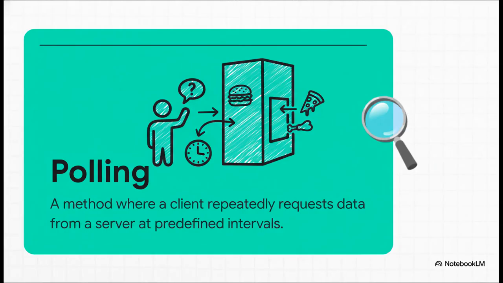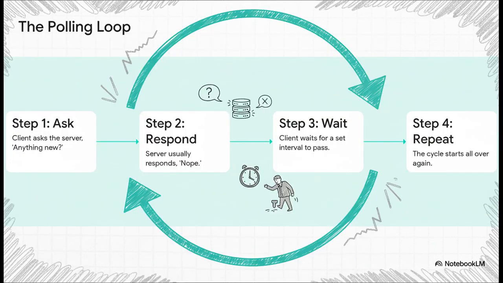So let's get technical for just a second. Polling is when a client, that's you, our hungry customer, repeatedly pings a server, that's the restaurant's kitchen, at set time intervals. It's just asking, over and over, got any new data for me? Or, is my burger ready yet? What this creates is this constant, repetitive loop. It's pretty simple, really. First, the client asks the server, anything new? Then, almost all the time, the server has to reply, nope, sorry, nothing yet. So the client waits for its little timer to go off, and then it starts the whole thing all over again. You can see how this endless cycle of questions can be a huge waste of time and energy.